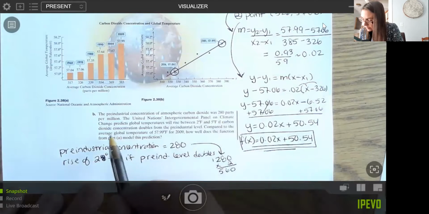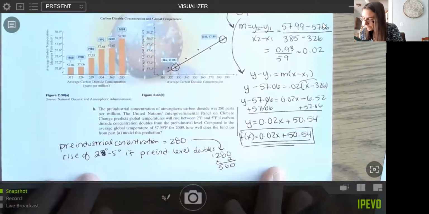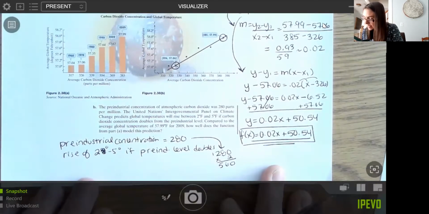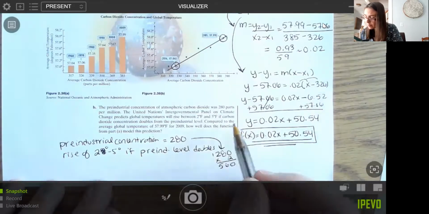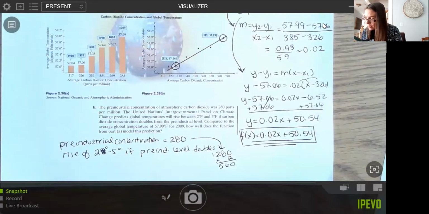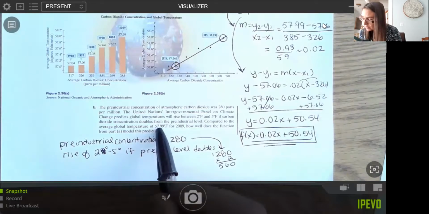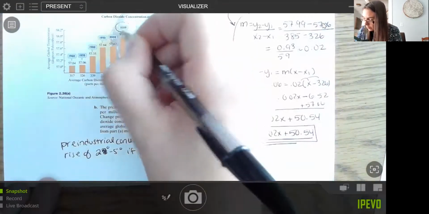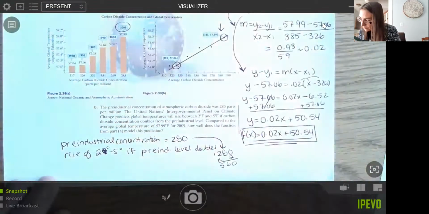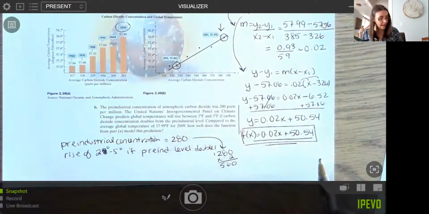Compared to the average global temperature of 57.99 degrees for 2009, how well does this function from part A model this prediction? Okay, so that's our question here. Compared to the average global temperature of 57.99 degrees Fahrenheit for 2009, so that was this year right here, right? We're at this point right here. How well does this function part A model this prediction?